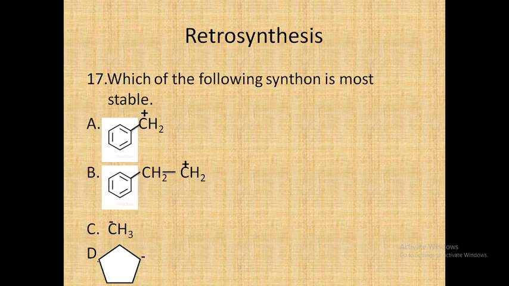Which of the following synthons is most stable? So four synthons are given here. The first synthon is a benzylic carbocation.